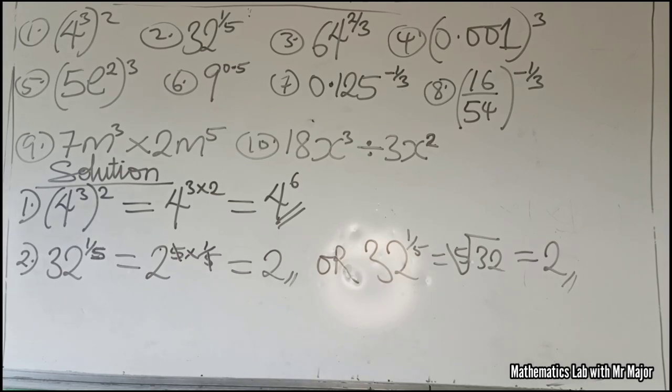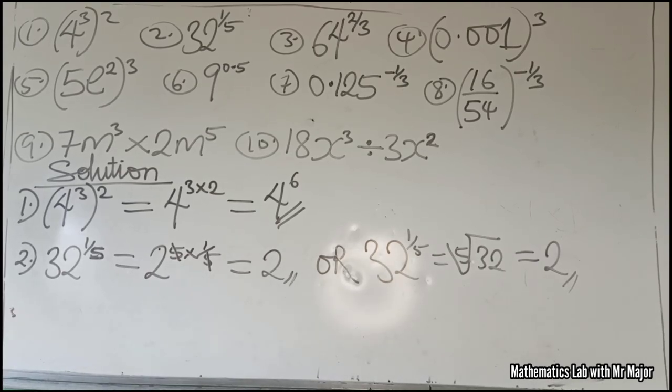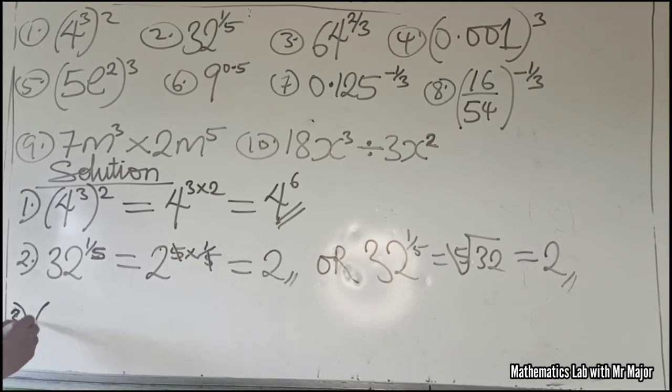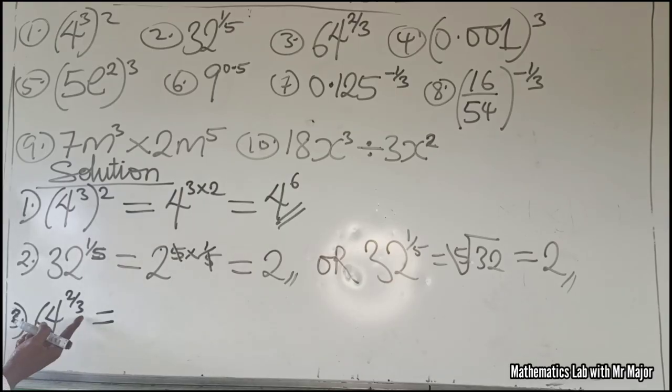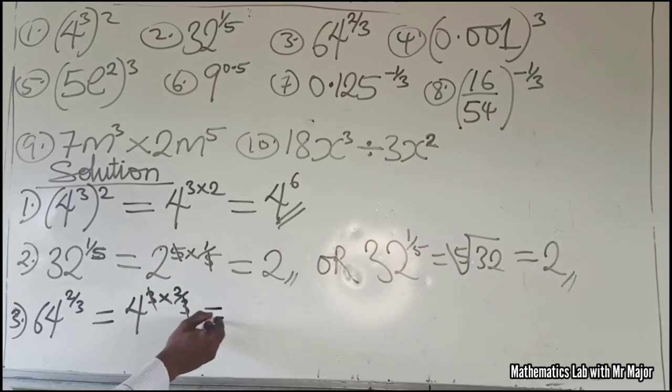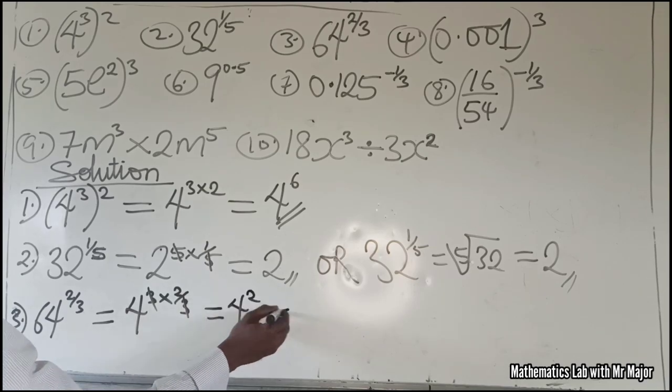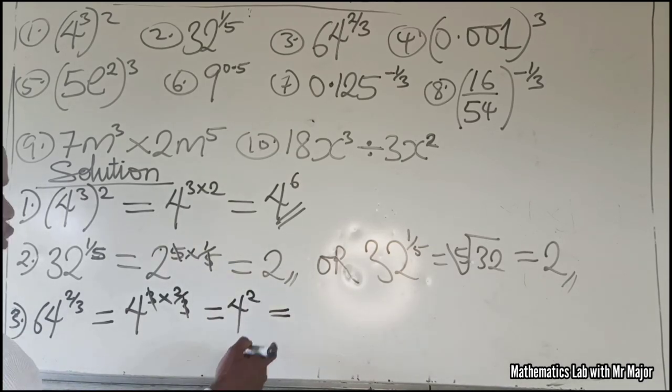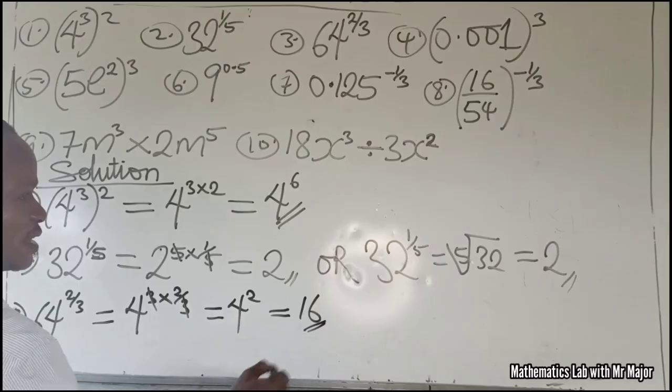Now, let us look at the third one. The third one is 64 raised to the power of 2 over 3, which is what can be raised to the power of 3, since the denominator here is 3. What can be raised to power 3 to give us 64 is 4. So that means 4 raised to power 3, then times 2 over 3. Here 3 will cancel 3. We are now left with 4 raised to the power of 2. And of course, 4 raised to the power 2 is equal to 16. So our answer here is 16.